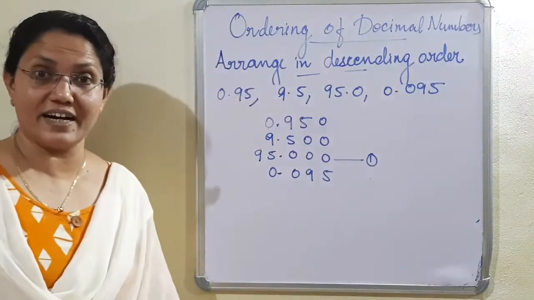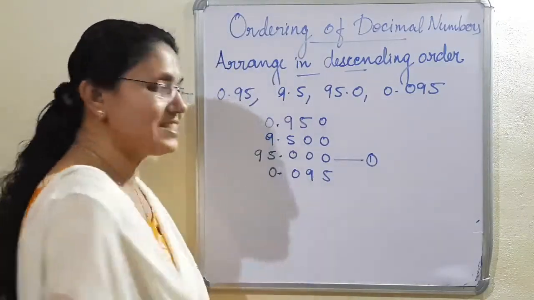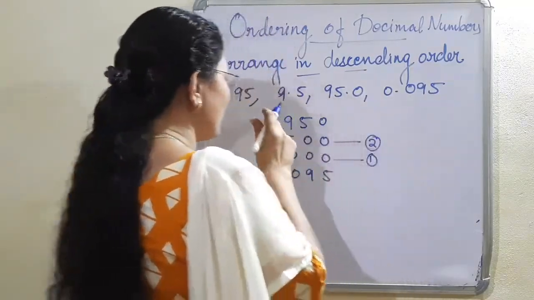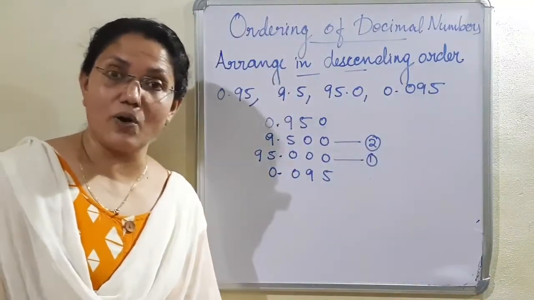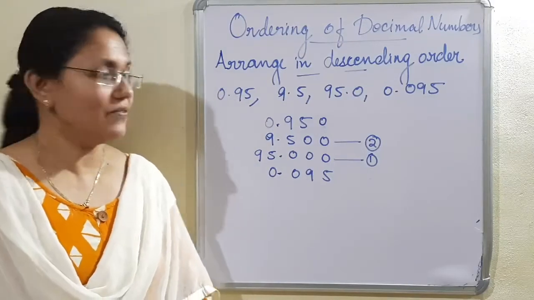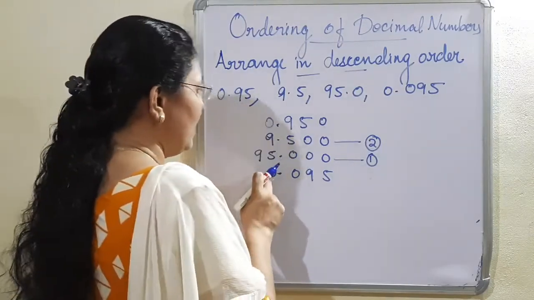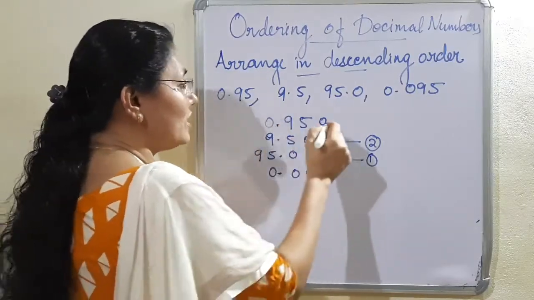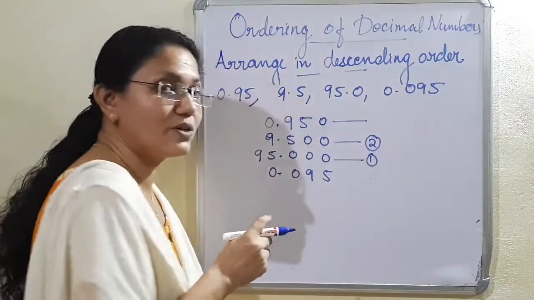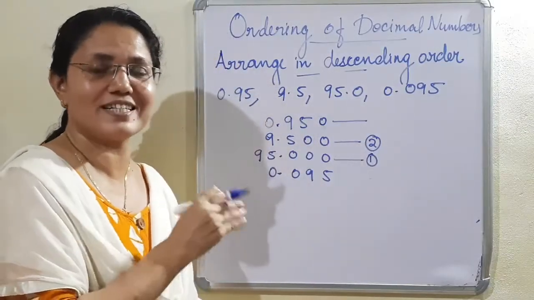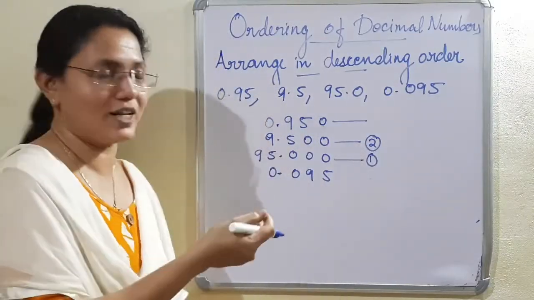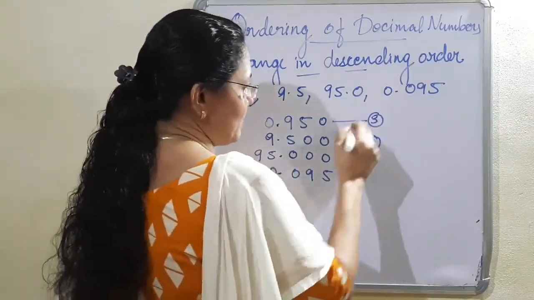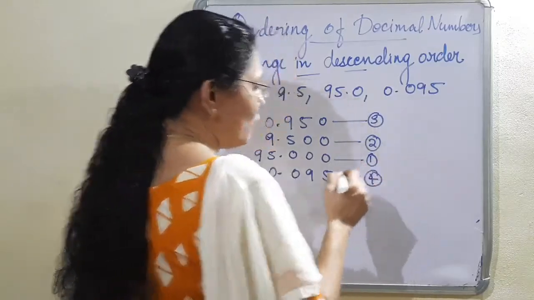Which is the second highest? Yes, the one number with the 9. This is the second highest. Now for the two numbers whose whole number part is 0, we compare the tenths place. 9 and 0. You know that 9 is greater than 0, and this is descending order. Descending order means largest to smallest, so we should write the bigger one first. Now this number comes third and this is the fourth one.